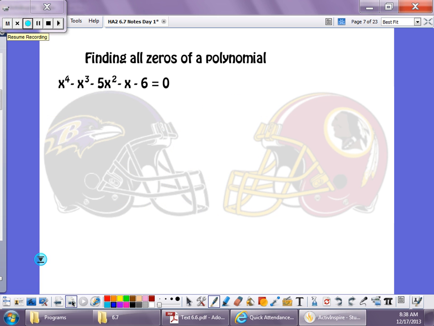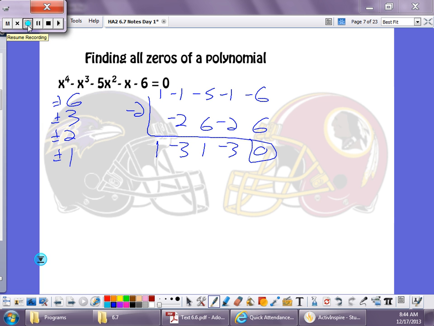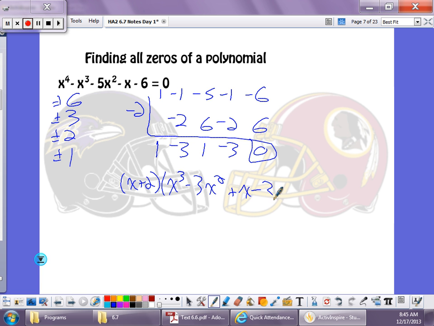Okay. Why don't you guys do this one real quick? All right? How many zeros should you have? 4. Good. So you plug in -2 and it works. So now remember you have to change the sign. So you get x plus 2. Go down 1 degree from 4 would be 3. So x cubed minus 3x squared plus x minus 3.